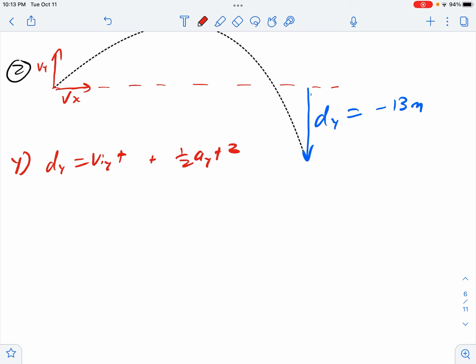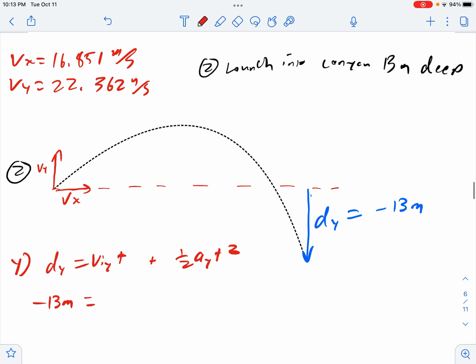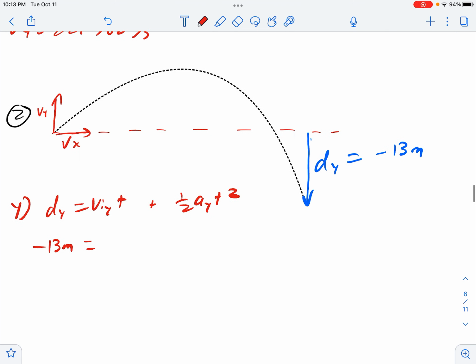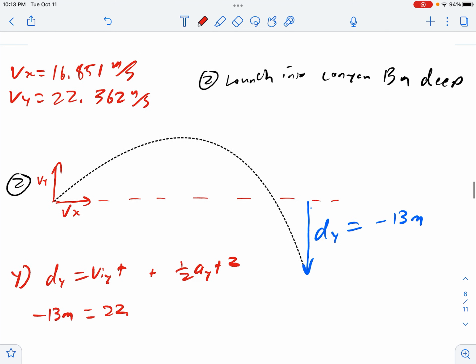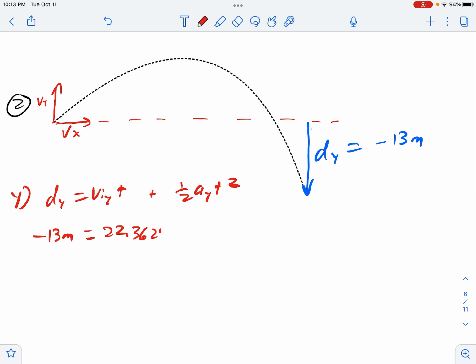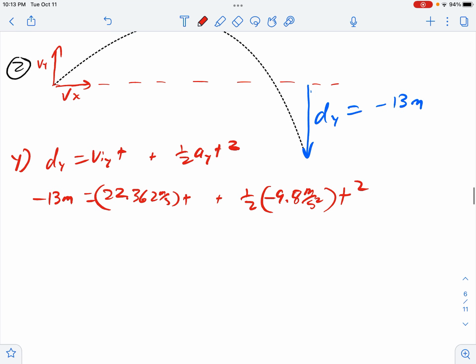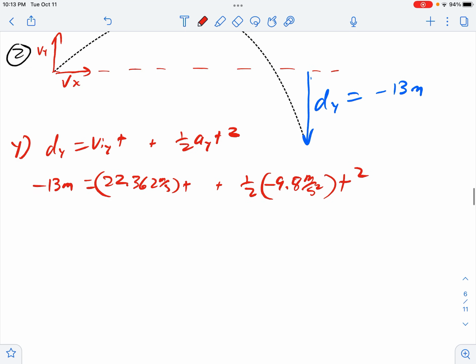Once it's in the air, the only acceleration is gravity, so I'm working in that vertical dimension. But now I'm going to land 13 meters below. That little negative sign is important, it changes everything, at least when I calculate. So there's 22.362 meters per second, my initial vertical velocity, times the time, plus 1/2 negative 9.8 meters per second squared for gravity. If you want to use negative 10, that's totally fine too. In most cases I use negative 10. I don't even know why I chose to use negative 9.8 on this. I just did.